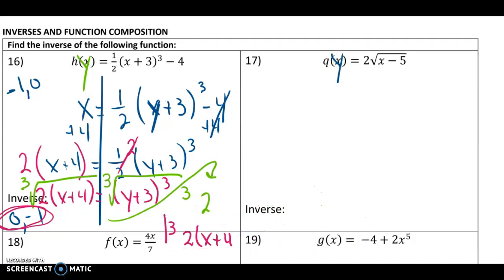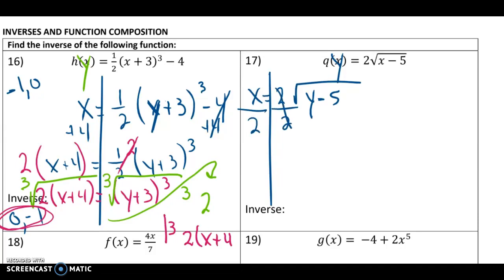All right, I'll try to write a little neater here. So again, what I'm going to do is find the inverse. So I'm going to switch the x and y around. And now my goal is to get this y by itself. And so the first thing I'm going to be moving is the 2. I'm going to be dividing by 2. And I'm going to divide by 2 over here.